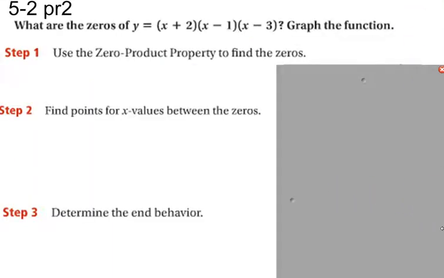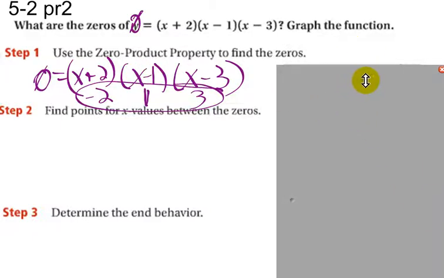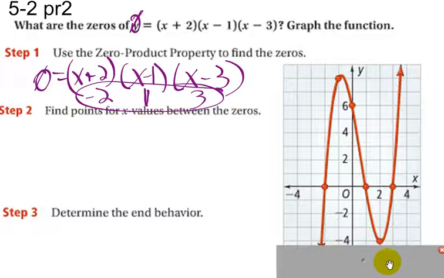The next problem, problem 2, says what are the zeros of y equals x plus 2 times x minus 1 times x minus 3, and graph the function. So we know that for the zeros, we're going to just turn this to 0 and solve. So 0 equals x plus 2, excuse me, times x minus 1 times x minus 3. What makes this true? When x is negative 2, a positive 1, or a positive 3. So these become our x-intercepts, negative 2, 1, and 3. And you would plot those on your x-axis. There's your negative 2, 1, and 3.